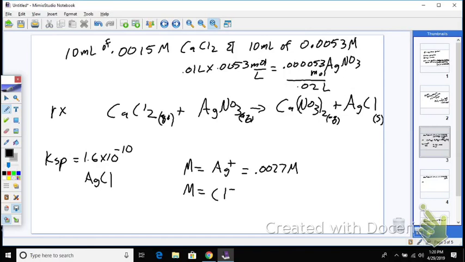Chlorine you have to be careful with because it's a 1-to-2 ratio, right? When you dissociate this CaCl2, you're going to get twice as many chlorines as calcium. So whatever your concentration is for the original solution, you have to double it because you're going to double the number of chlorines forming in the solution. On this next one, I came up with an answer of 0.0015 molarity.